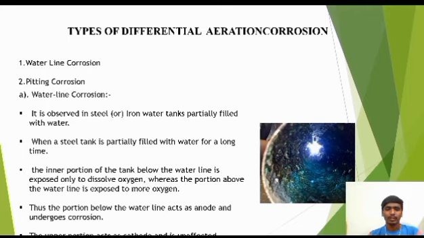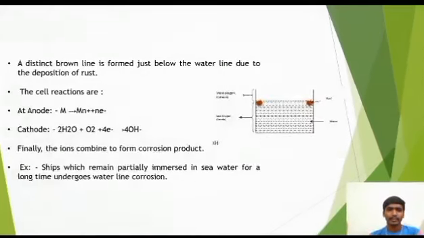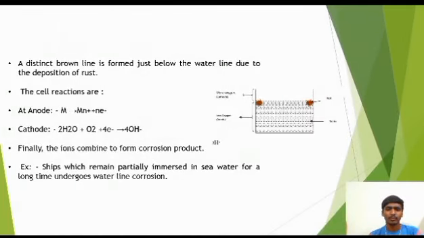The inner portion of the water tank below the water line is exposed only to dissolved oxygen, whereas the portion above the water line is exposed to more oxygen. Thus, the portion below the water line acts as anode and undergoes corrosion. The upper portion acts as cathode and is unaffected. A distinct brown line is formed just below the water line due to the deposition of rust.